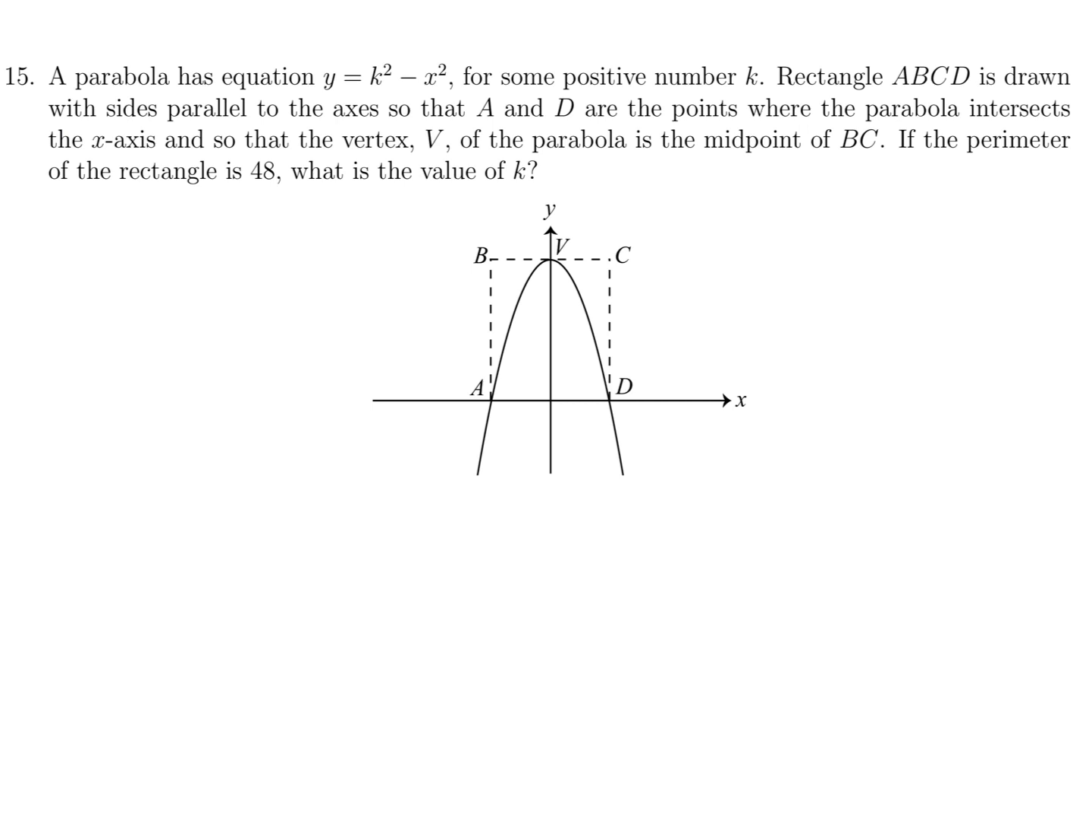Let's label this first. So we have y is equal to k squared minus x squared. When x is 0, y will be k squared. So that means V has the coordinates 0, k squared, I believe. And then when y is 0, you'll have k squared minus x squared. So k squared will be x squared. So x will be either plus or minus k. So that means D will be k, 0, like that, and A will be minus k, 0 like that.